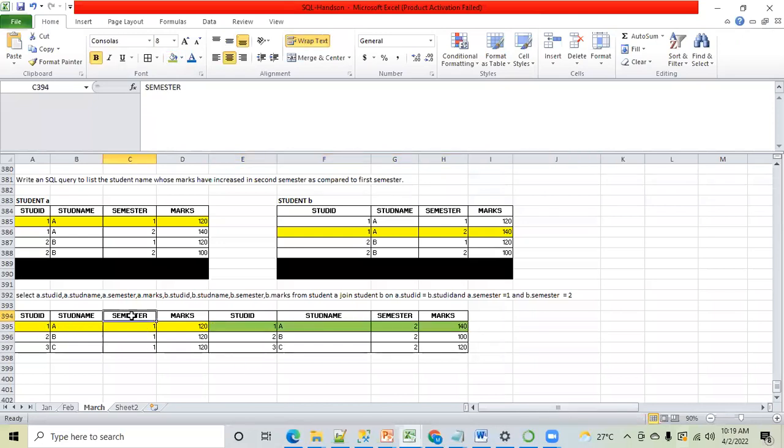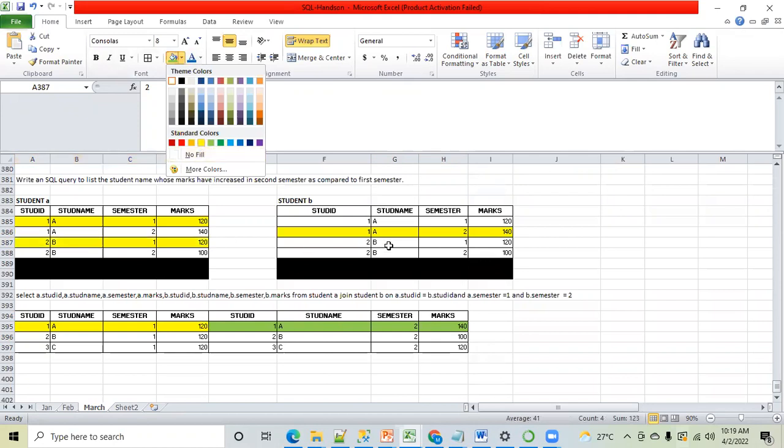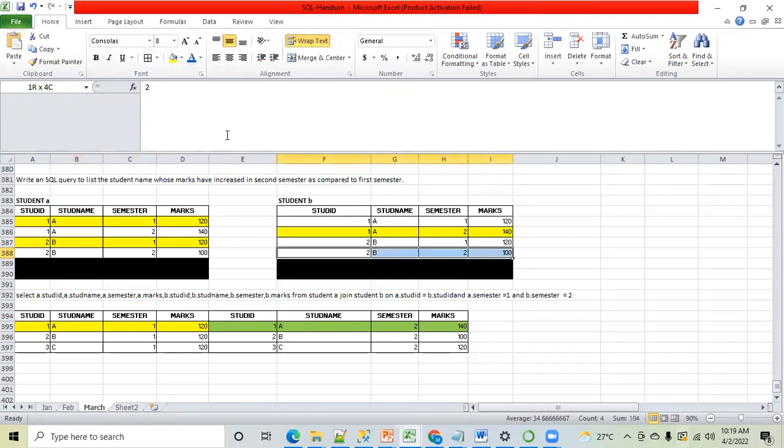So in a single row, you got semester 1 marks is 120, semester 2 marks is 140. For student ID 2, first semester marks is 120. And then from the second table, you will get the second semester marks. Is it clear so far? Yes.